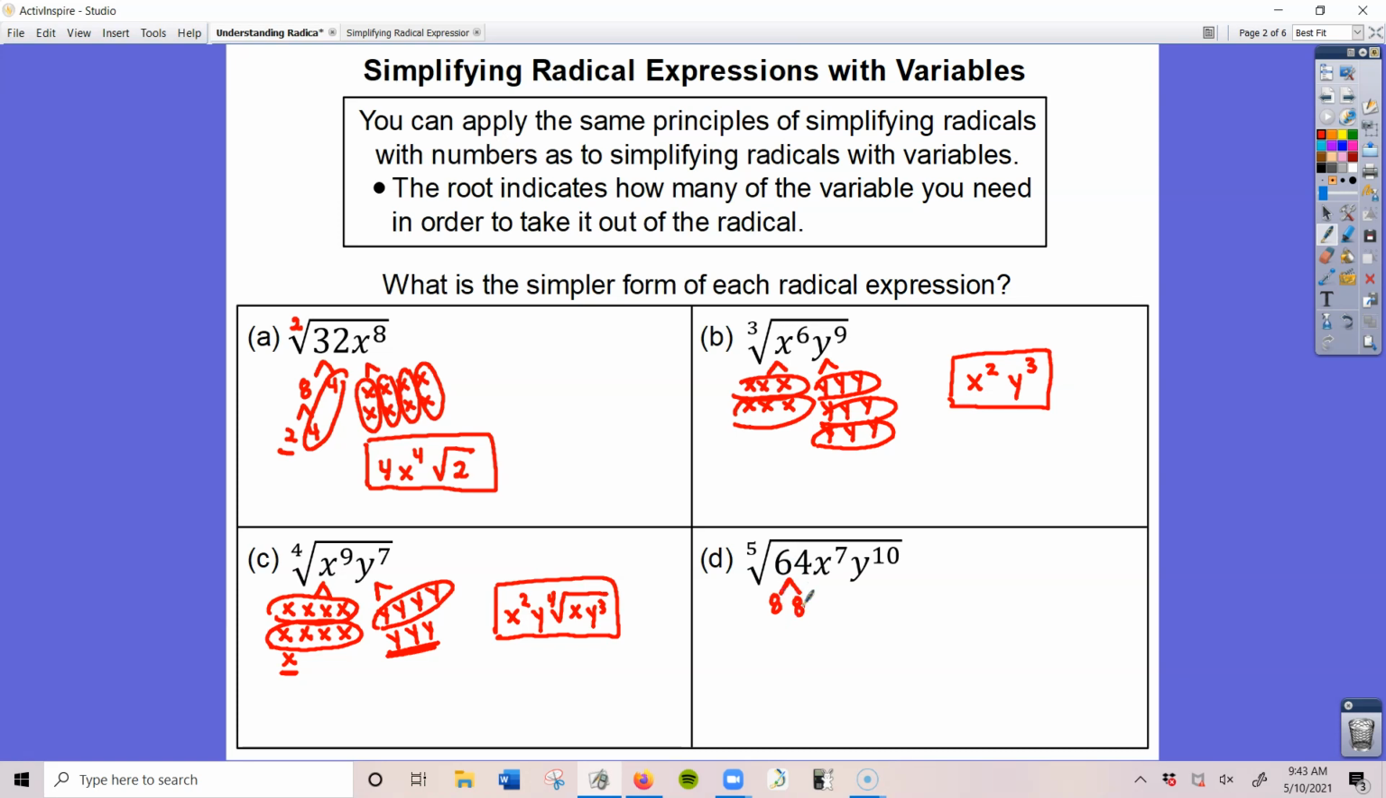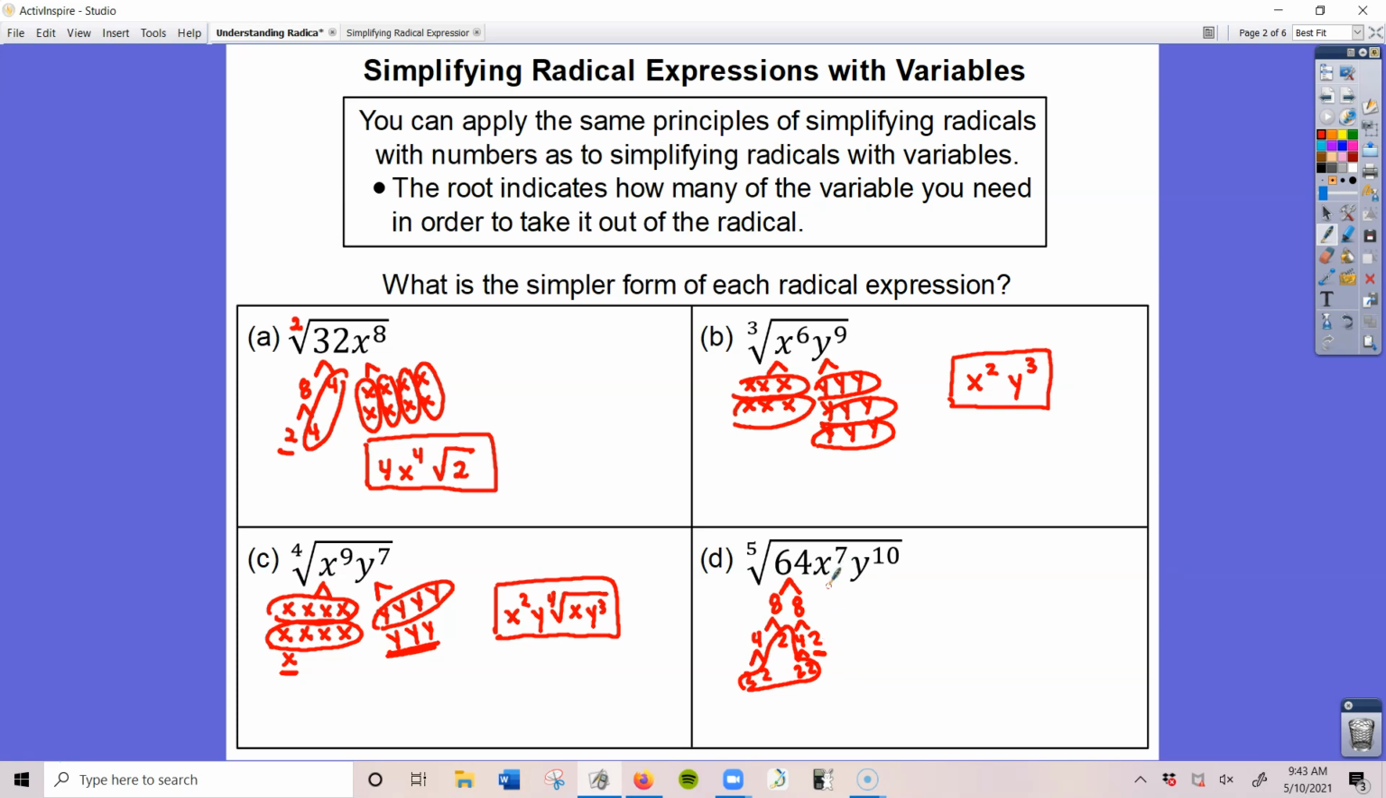Each 8 can be broken down to 4 and 2. And each 4 can be broken down to 2 and 2. Now we see here that we have 5 2's with this 2 that's left over.